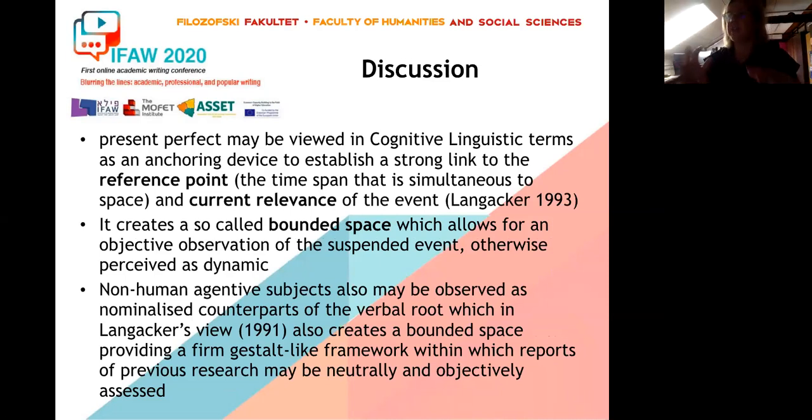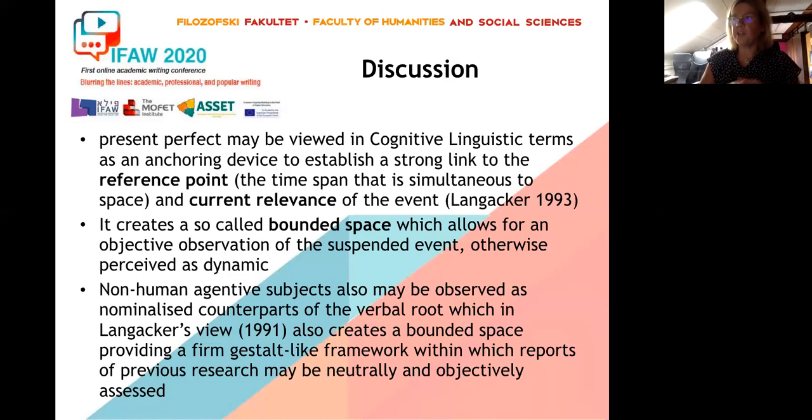So present perfect in this sense may be viewed in cognitive linguistic terms as a so-called anchoring device. It establishes a strong link to the reference point, right? So it's actually the time span that is simultaneous to actual space. We have here metaphorization, and we have this current relevance of the event. So in Langacker's terms, we call this a bounded space, okay? It allows for an objective observation, as if we stopped and observed, right? A suspended event, which is otherwise perceived as dynamic. So this allows the reader to evaluate the research done so far.